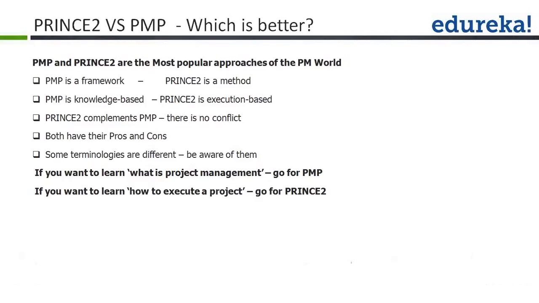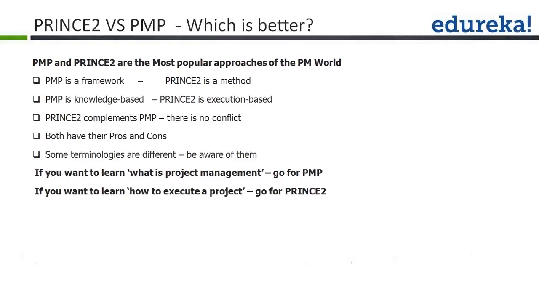Now, which is better out of the two? We know that PMP is a framework, Prince2 is a method, PMP is knowledge-based, Prince2 is execution-based. See, in a nutshell, Prince2 complements PMP. As such, they don't contradict each other. They're complementary. Both have their own pros and cons.